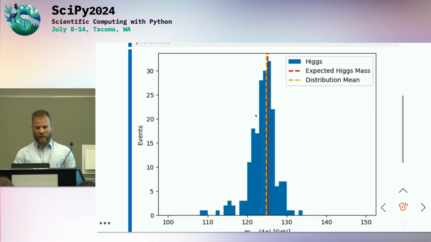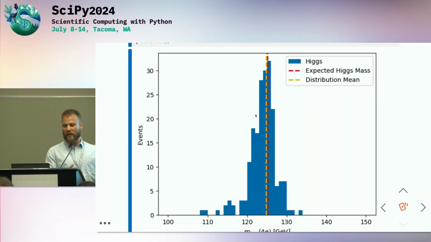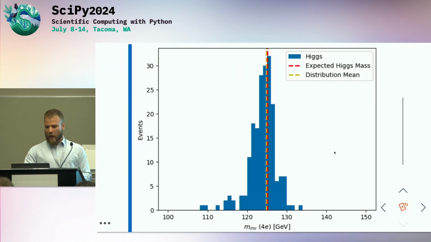Now you will see this histogram. So I took my events, I applied the selection, I applied the object selection, and I put in a histogram. And that's how I can do this.